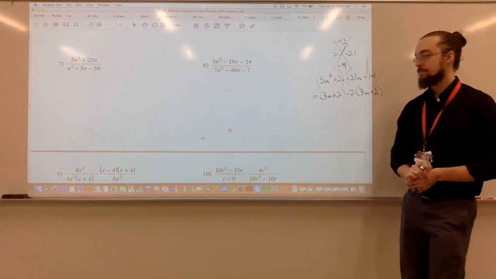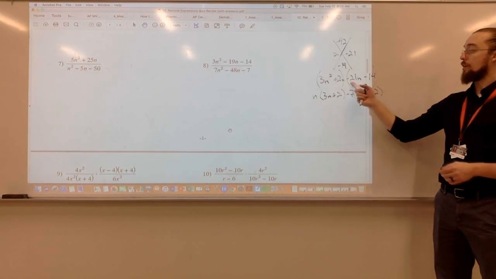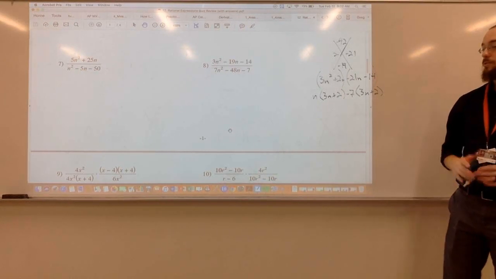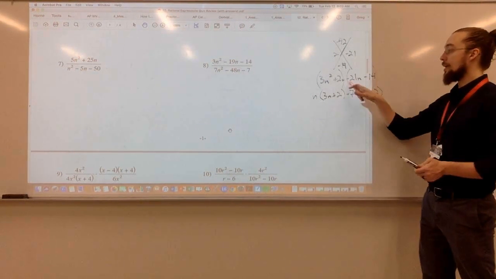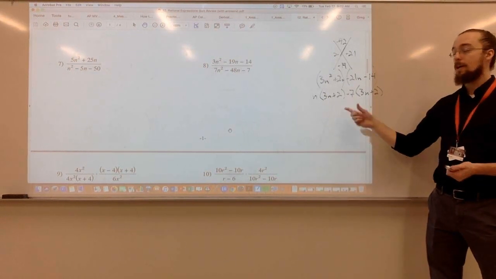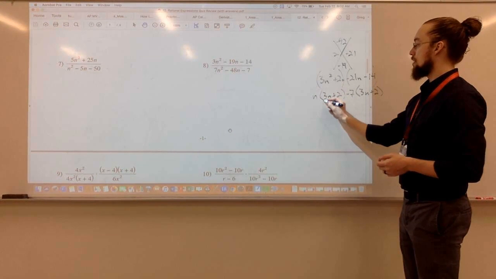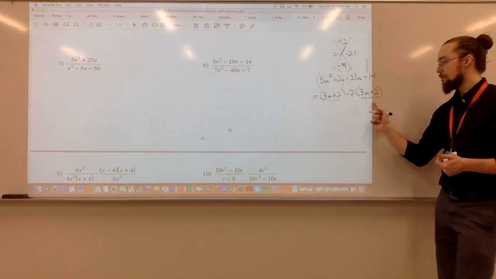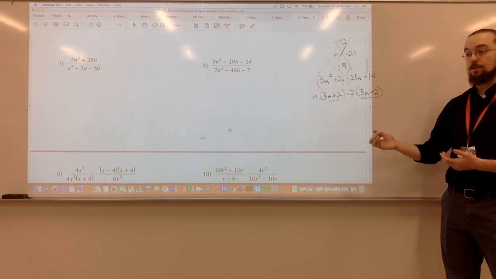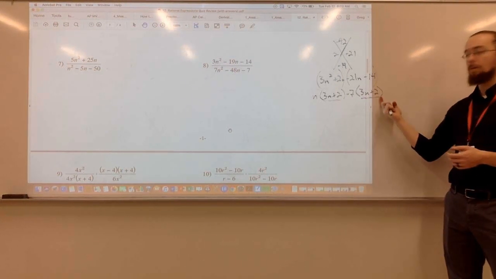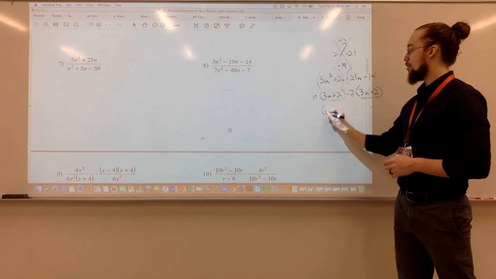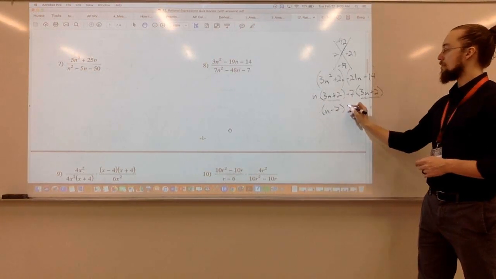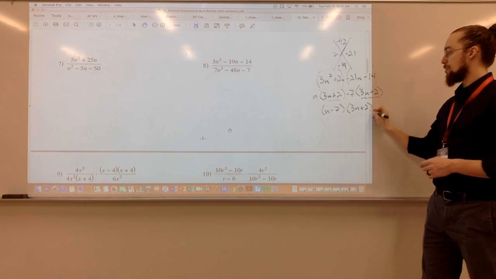How did you get negative 7? So I've got negative 21 and negative 14. The largest number that both of those are divisible by would be 7. Since they're both negative, I can actually take out a negative 7. I want to make sure at this stage that these two things are the same. If I took out a positive 7, this would be negative 3n minus 2. So now since these are the same, my final factored form would be n minus 7 times 3n plus 2.